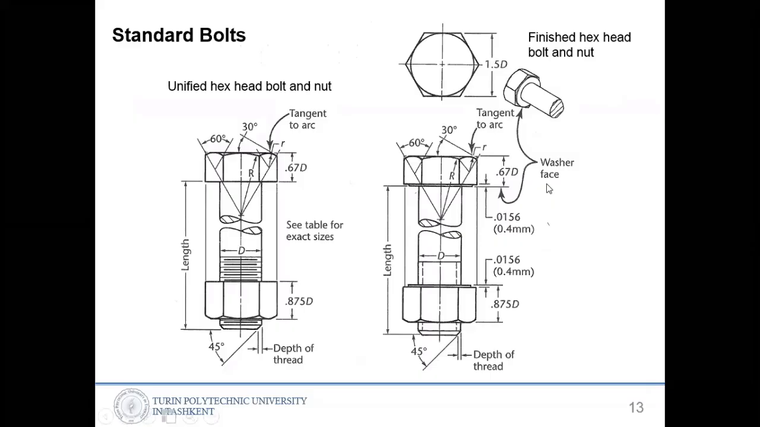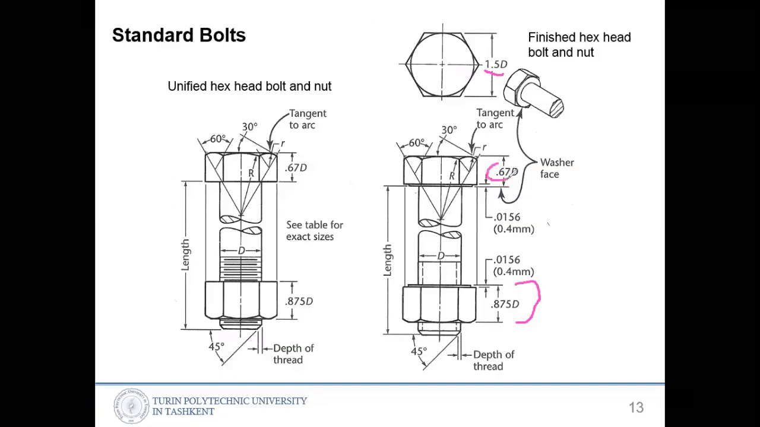So here you can see the standard bolt parameters. The bolt cap, the mostly made standard one is a hexagon shape, and mostly this size is 1.5 times the D diameter. Okay, and the nut is mostly made like 0.875 times of the D, and that is 0.67 times of the D.